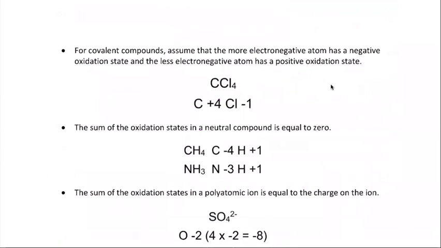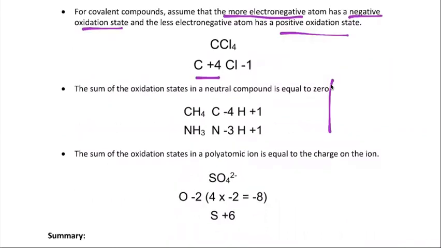For covalent compounds, this is where it's a little trickier. It says, assume that the more electronegative atom has the negative oxidation state, the less electronegative atom has the positive. So in something like CCl4, chlorine is going to have the higher electronegativity because it's a halogen. It's more to the right of the periodic table. So chlorine will have negative and carbon will be positive. And so in this case, chlorines are -1 and there's 4 of them. That means the carbon has to be +4.